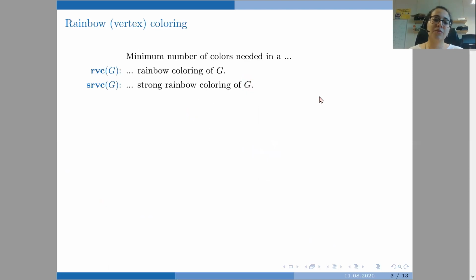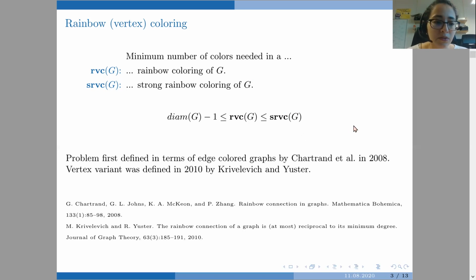The parameters associated with these colorings are what we call the rainbow vertex coloring number and the strong rainbow vertex coloring number, that are denoted like this. They are the minimum number of colors that we need to rainbow color or strong rainbow color a graph. It's also easy to see that they satisfy this relation here, since every strong rainbow coloring is also a rainbow coloring.